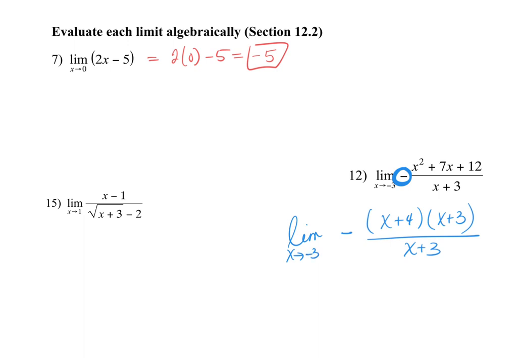Still have a problem, but now I see I can cancel my problem out. If I cancel my problem out, now I can just plug it in. Again, number 1 problem's that little guy. So we have a negative in parentheses, -3 plus 4. -3 plus 4 is 1. And then apply that negative in front of it. My answer is -1.